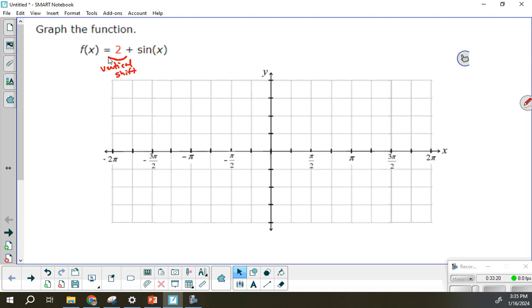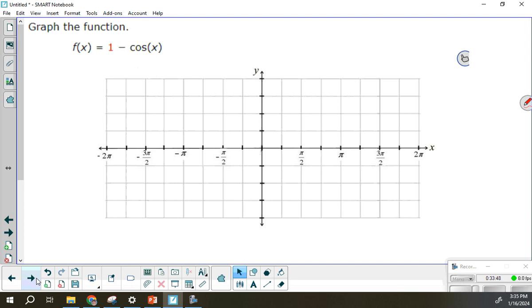So instead of starting at 0, 0, we're going to start up here at 0, 2. And then this graph paper, I wish the horizontal was squished a little more. But then we're going to go from here to here to here. So we're going to go up 1 and then down and then back. That would be what this graph looks like. We just took the graph of the sine function and shifted it up 2. Okay, next.